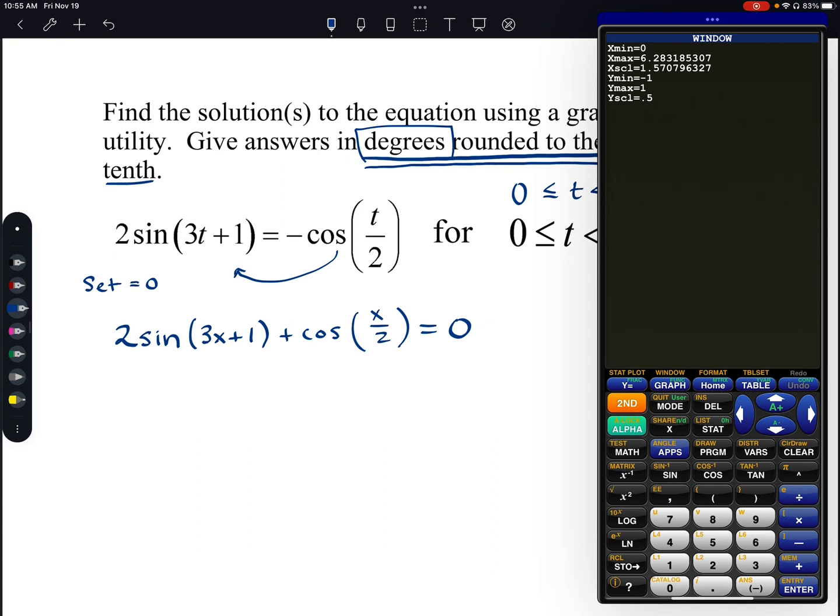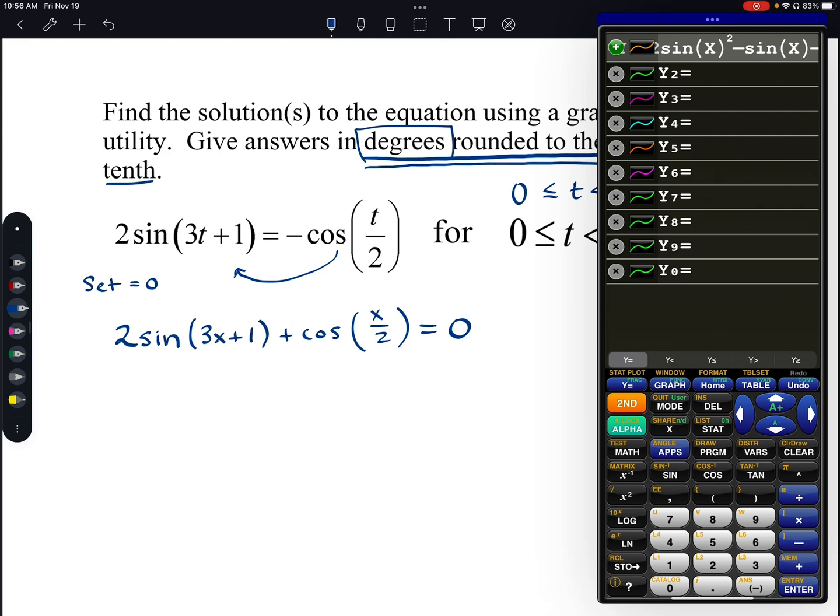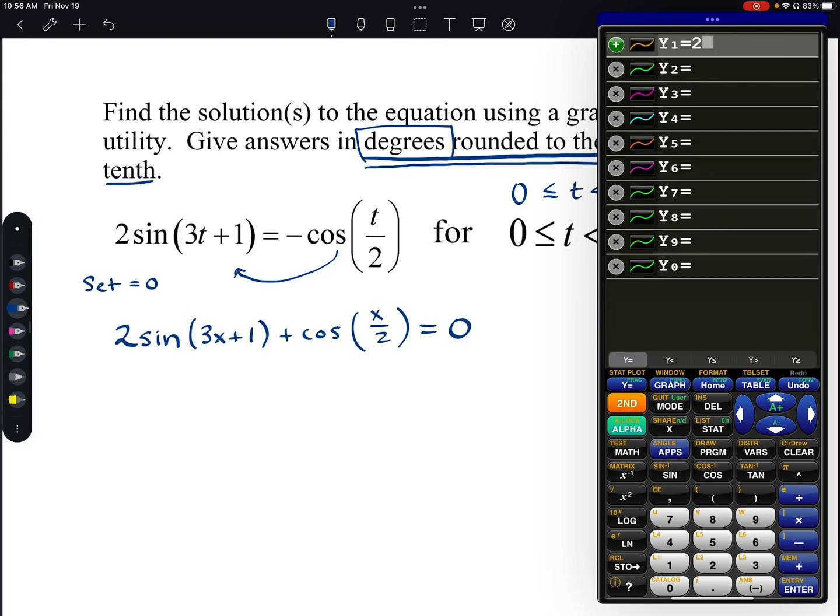But if we're doing this in degrees, what do we need to do? Well, this needs to be changed to 360, because 2 pi is 360. My increment I had was pi over 2. Now I just want that in 90-degree increments. And for my outputs, they are going to remain as negative 1 and 1. So that's what your window should look like. Then we will clear out the top and type in our new function. 2 times the sine of 3x plus 1, and then we're going to add the cosine of x divided by 2, close it, and then graph it.